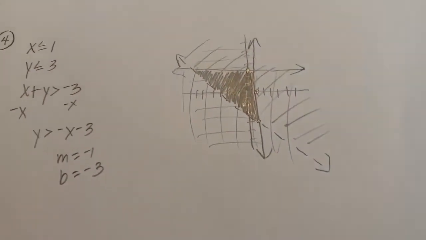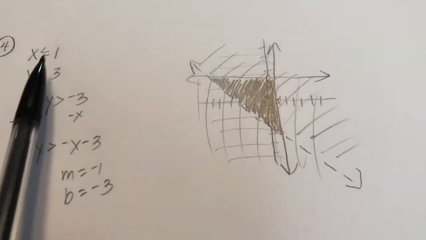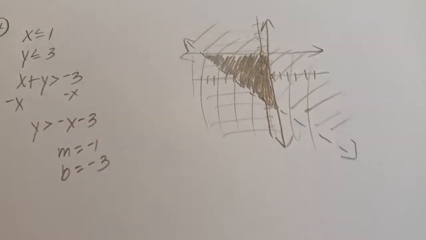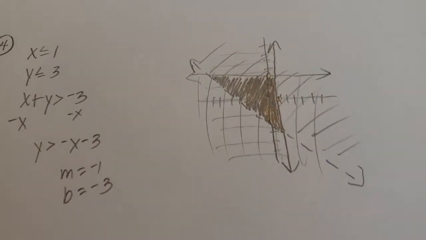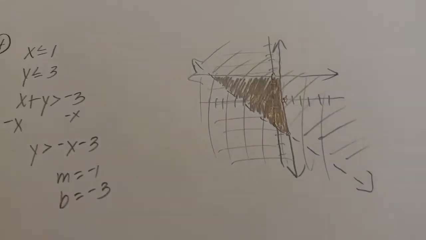Now, 90% of the time when you're asked to graph 3 lines, you will end up coloring inside the triangle. I'm saying 90% of the time because there is a 10% chance you won't at times, okay?